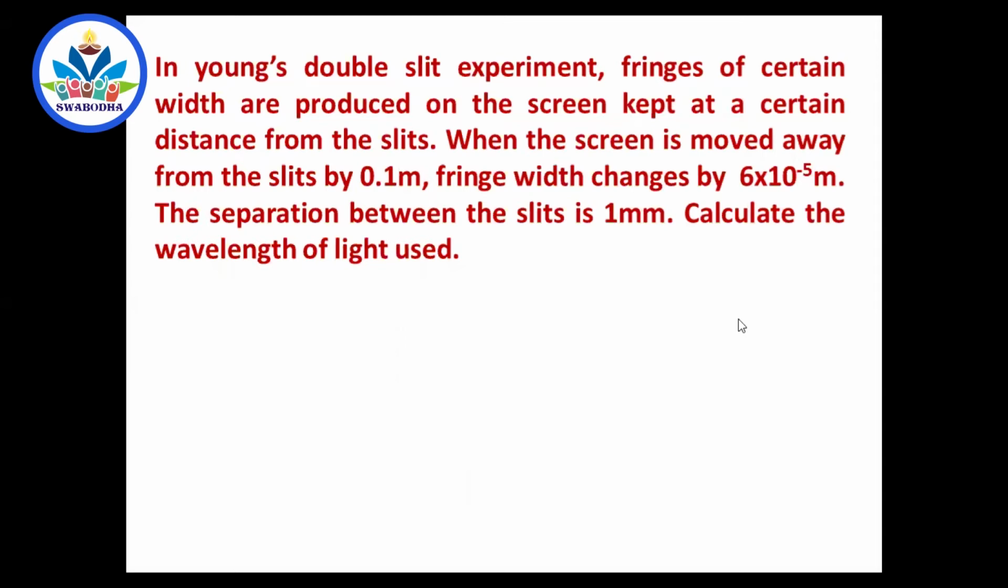That means the new screen distance is 0.1 plus the previous one. Suppose the previous one is capital D. The new distance is capital D plus 0.1. The fringe width changes by 6 into 10 to the power minus 5 meter. Here something is hidden. Fringe width changes by 6 into 10 to the power minus 5. What do you mean by changes by? It may be more than the previous value.